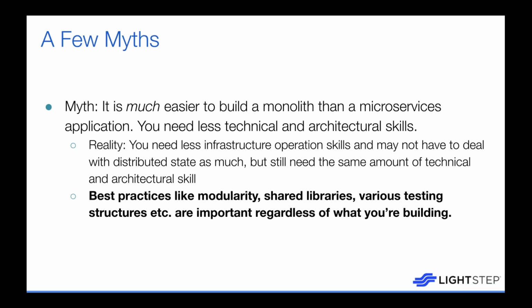And that's because best practices like modularity, shared libraries, various testing structures, etc., are important regardless of what you're building. These best practices are also important because they protect us from not being able to understand our dependency structure. Because again, regardless of whether we have a monolith or a microservice, we really need to understand what the dependencies are in between all these interacting pieces of our code and make maintainable code, or else we're going to end up in a bad spot.